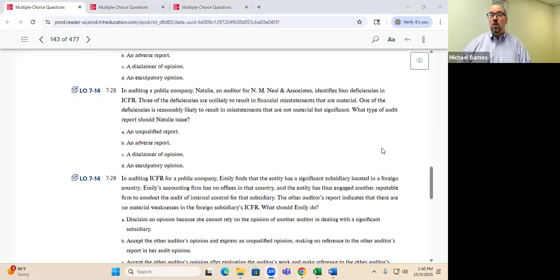So it's still something that we want management to correct, and that's why we tell the audit committee about it. But it is not likely to result in a material misstatement, just a significant issue, okay? So that's why we say it's still an unqualified report. So A is our answer.